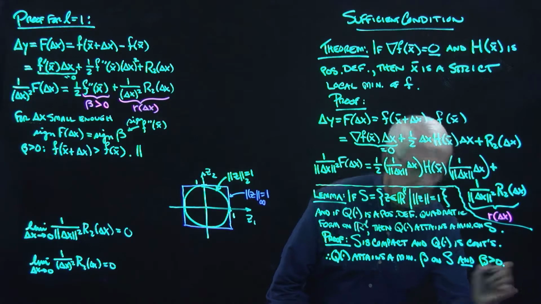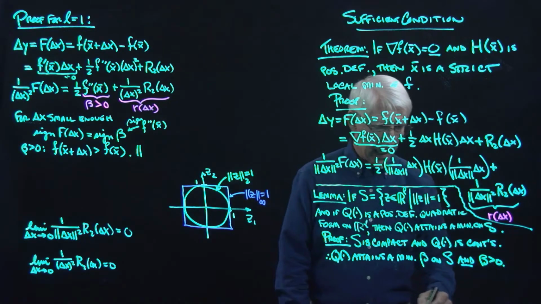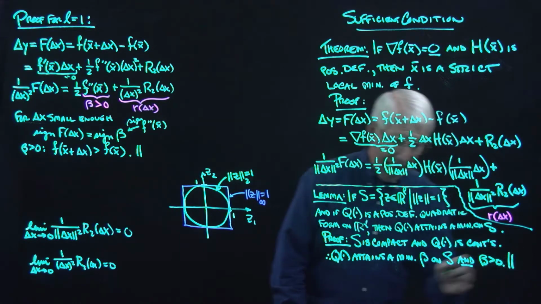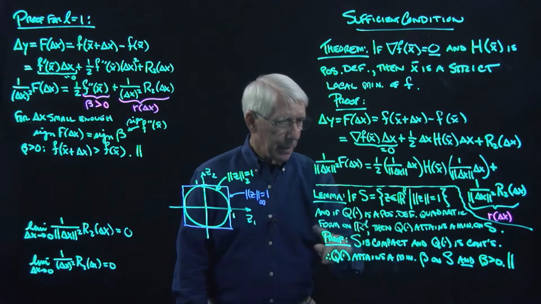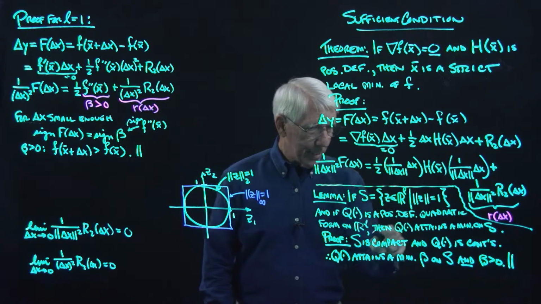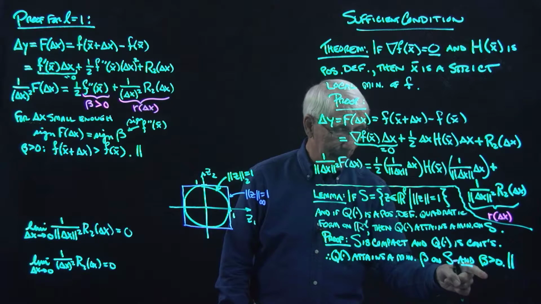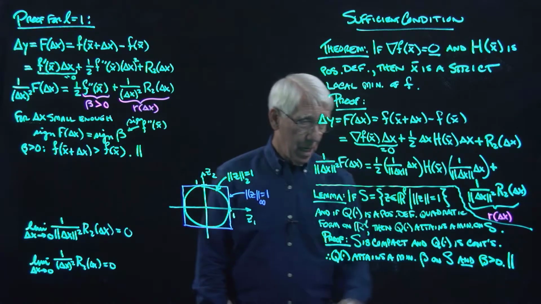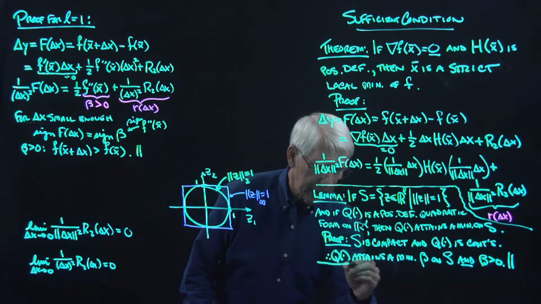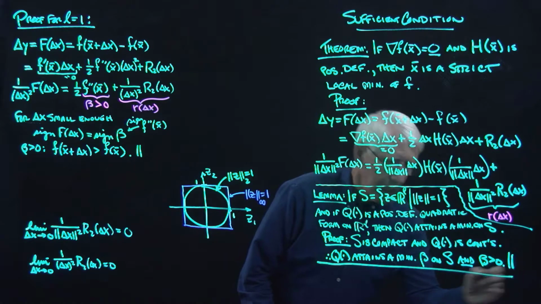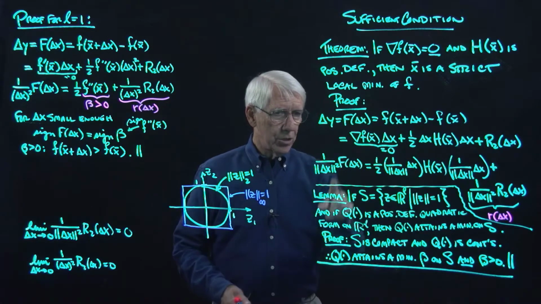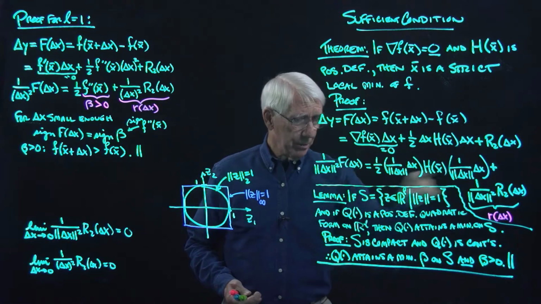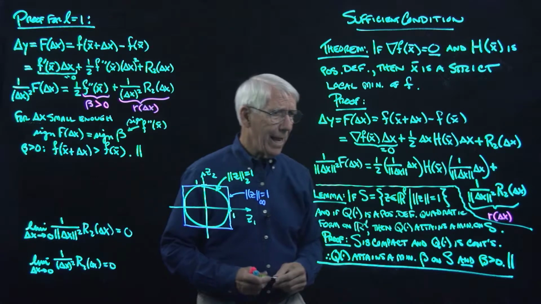Strictly positive. So actually, the lemma that we wanted here was not just that it attains a minimum, but that beta is strictly positive. So that's what we need here. So let's just come back now to this equation. And so what do we have?